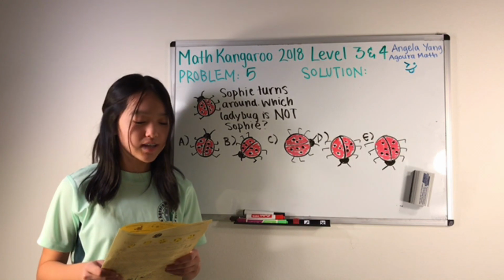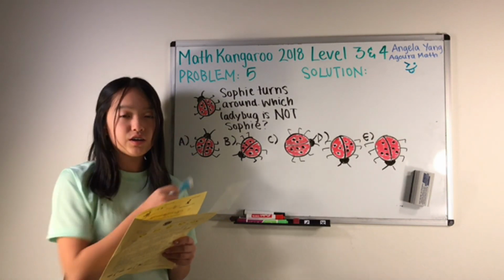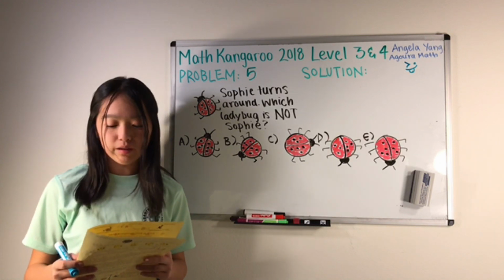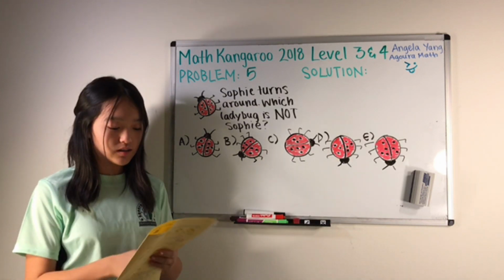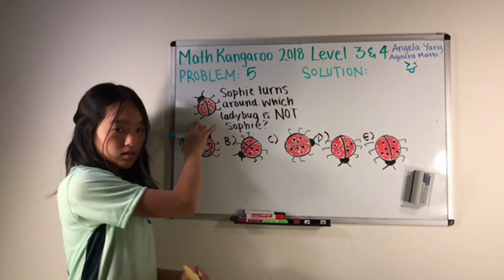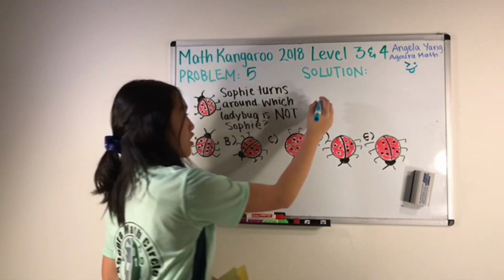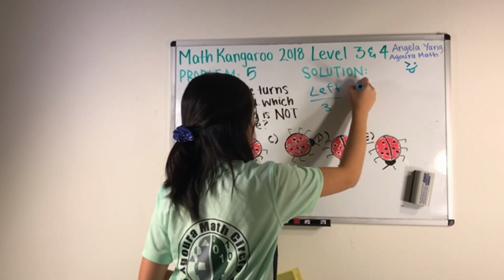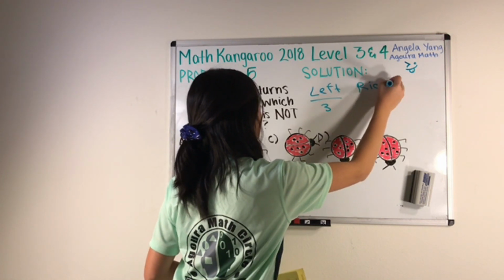Problem number 5 says, here is Sophie the ladybug. She turns around. Which of the ladybugs below is not Sophie? So to solve this, we need to closely analyze how Sophie's dots are. For her left, she has 3 dots. And for her right, she has 4 dots.